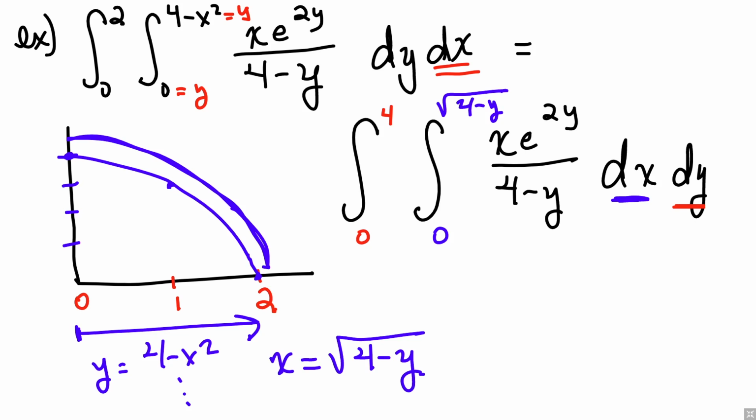Okay, that's just going to be 1/2 x squared. The e to the 2y over 4 minus y is just a constant. Okay, so by reversing the limits of integration, it makes it easier to be able to integrate.